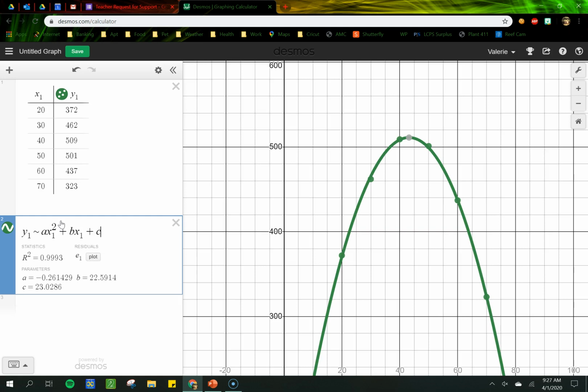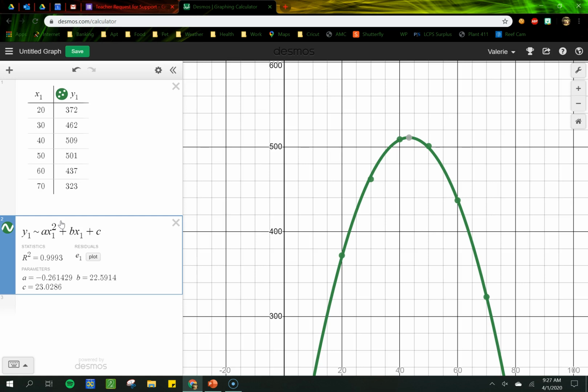Okay, so I've input my equation, and now you'll notice that a bunch of information has popped up. It's also drawn a line on my scatter plot. It's showing me what it thinks is the best possible quadratic fit, quadratic curve for this data set.